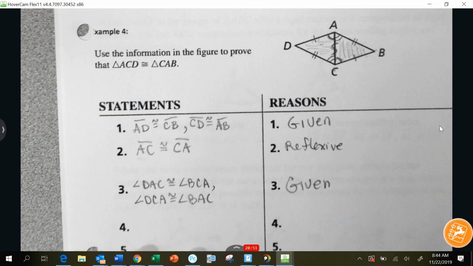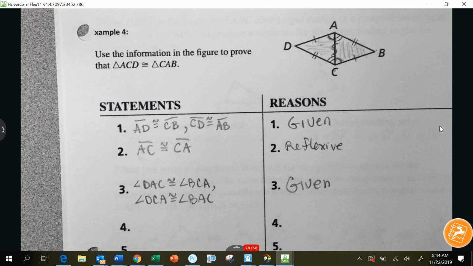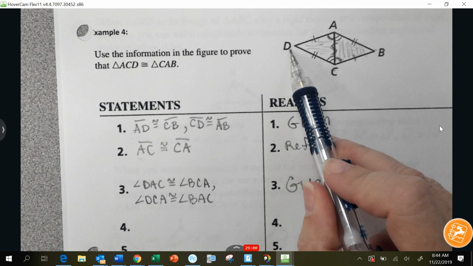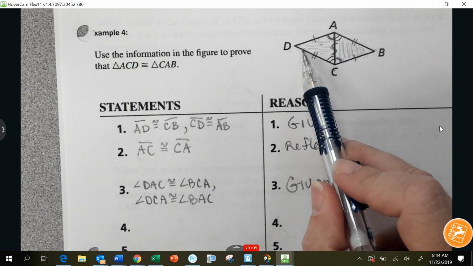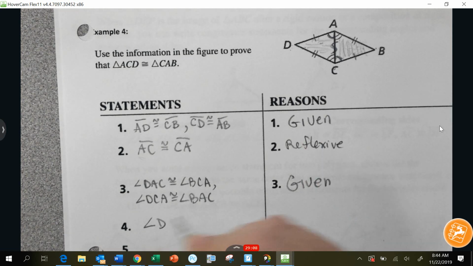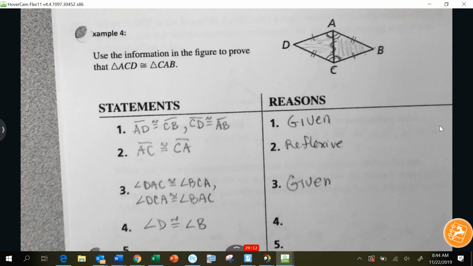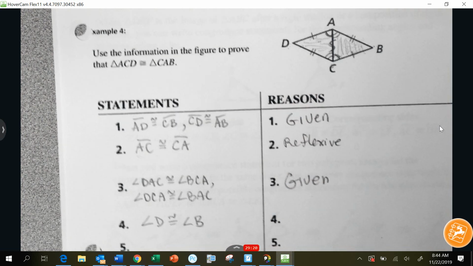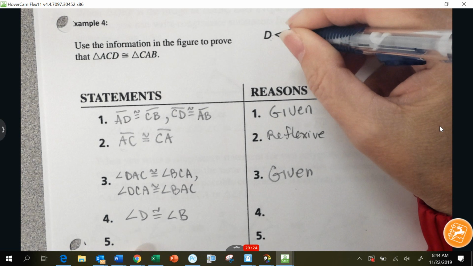So we have to prove the other two angles are congruent to each other. Do I need 3 letters to do this angle here? I'm just going to call it angle D, because there's only one angle D. It's congruent to angle B, but we need a reason. Aaron's going to tell me the reason. Right, Aaron?